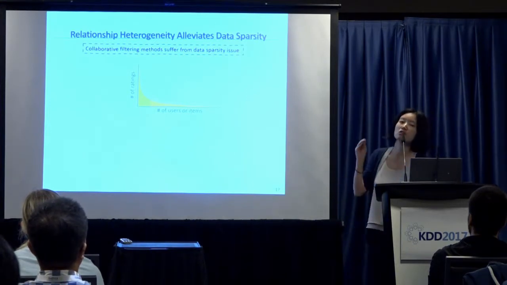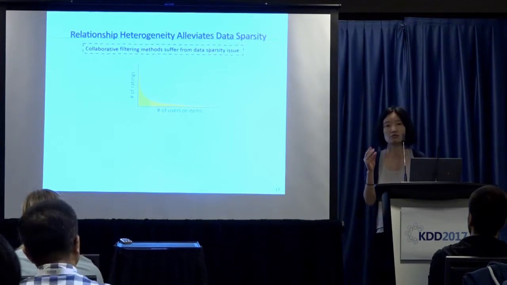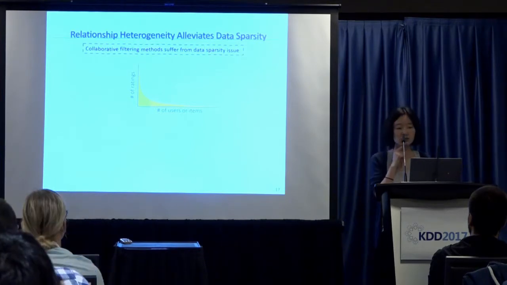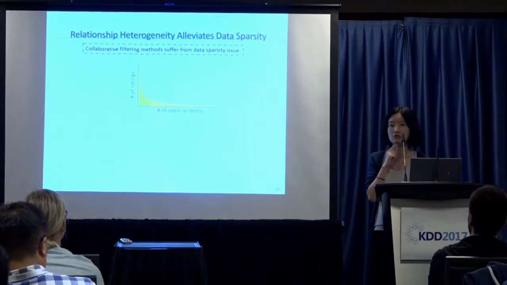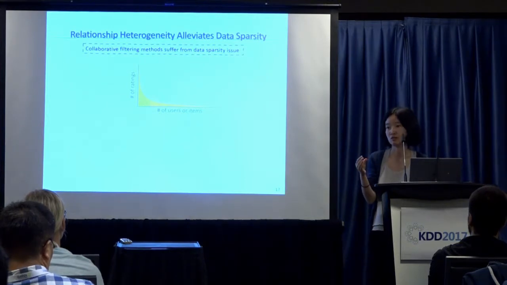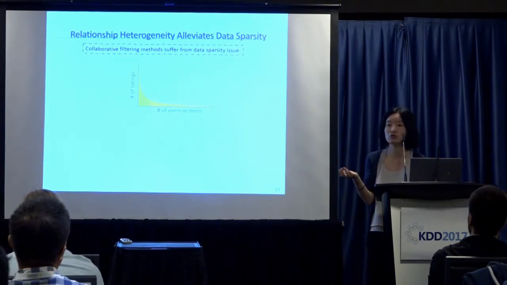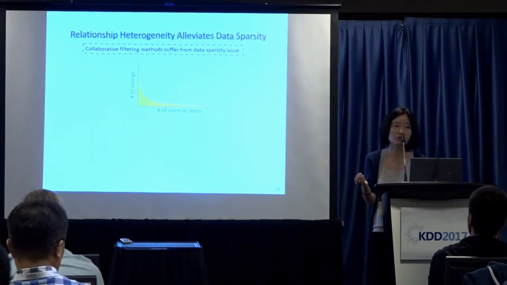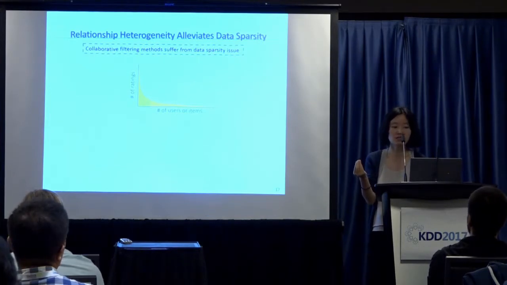Why can the additional information help? Because if we just look at the user-item interaction, you will see that most of the users and most of the items are in the long tail part. They do not have many connections to other things, like users. Most users probably just watch 1 or 2 movies, and most movies are watched by a very small number of users. So we face this very severe data sparsity issue.